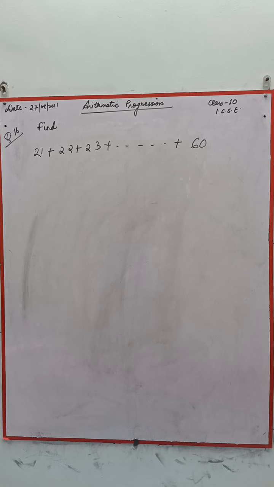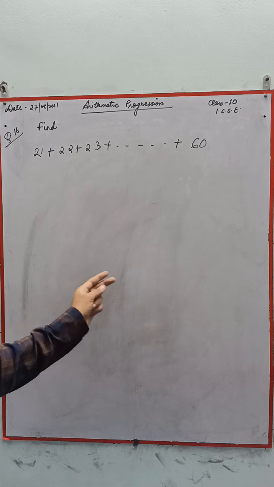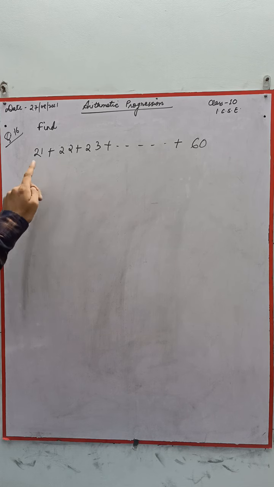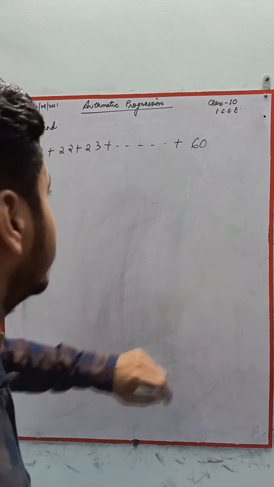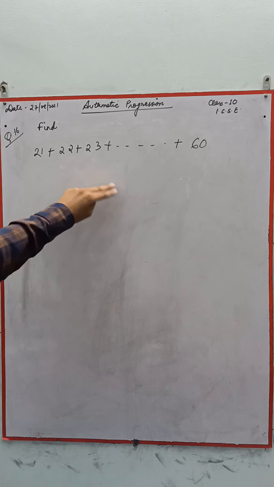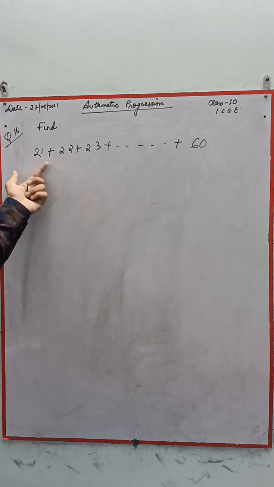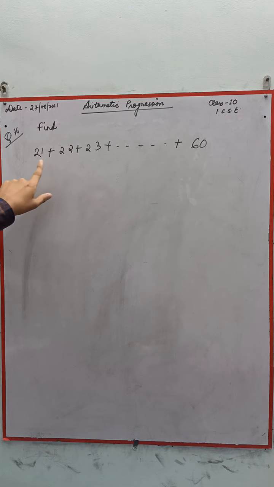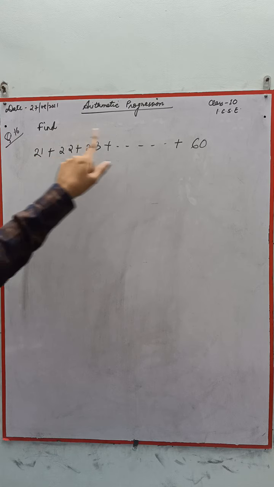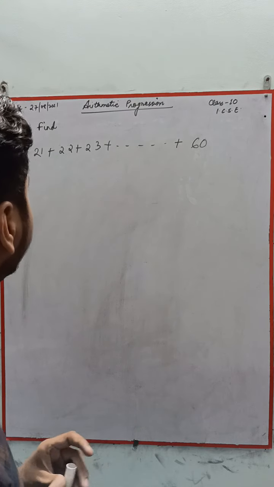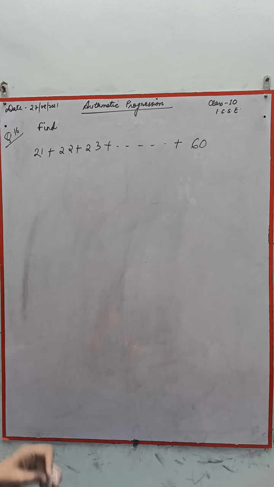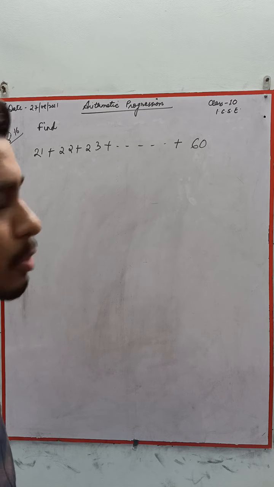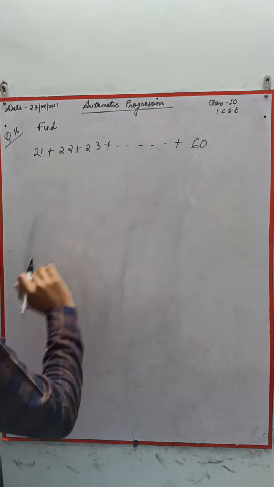The very first thing we have to do is to find the value of n. How many numbers are there actually? I think it is easy to just detect that there are around 40 terms, because right from 21 till 60 there are around 40 terms. So how will we find n?